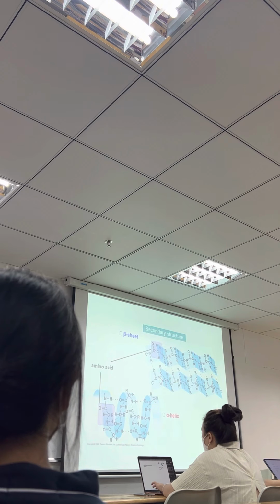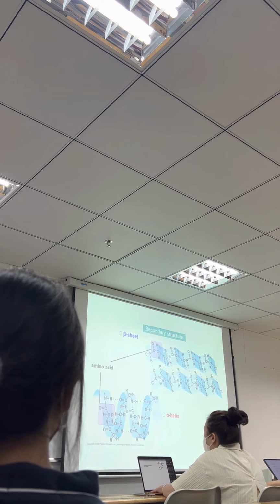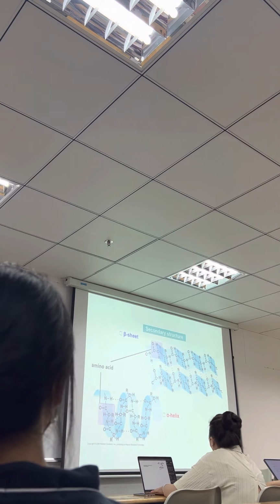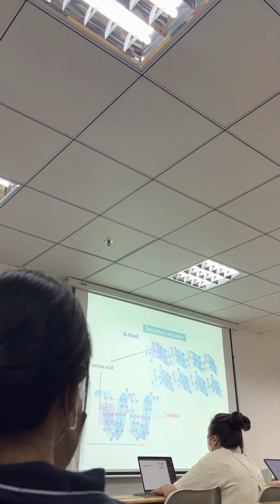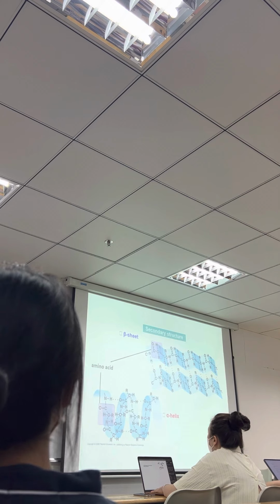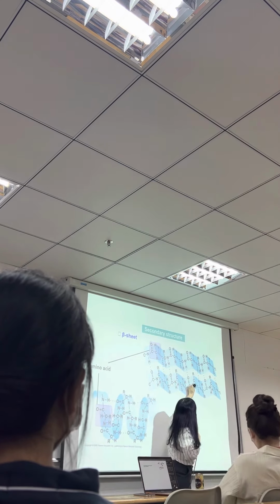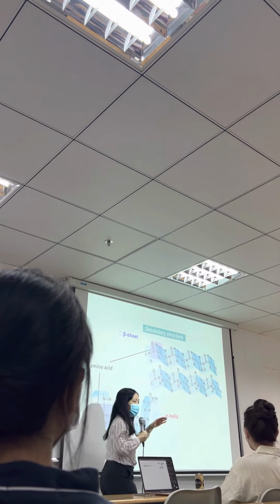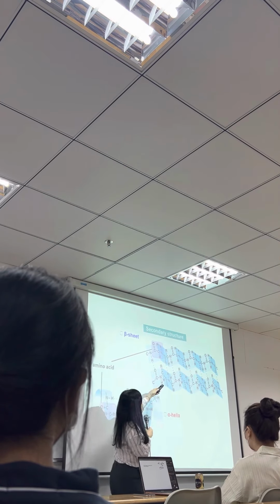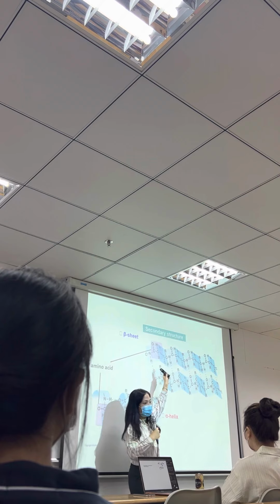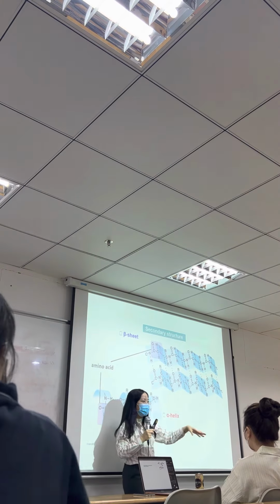What is the backbone? The backbone. Backbone tức là cái sườn. The backbone là cái phần chính này, các bạn. Phần chính này là cái backbone. Còn những cái R này nè gọi là side chain, tức là những cái nhánh.